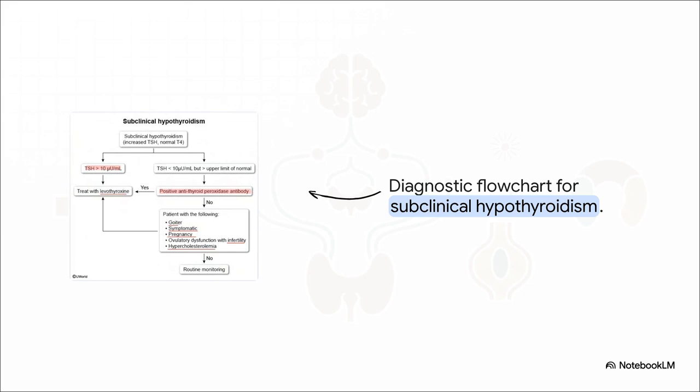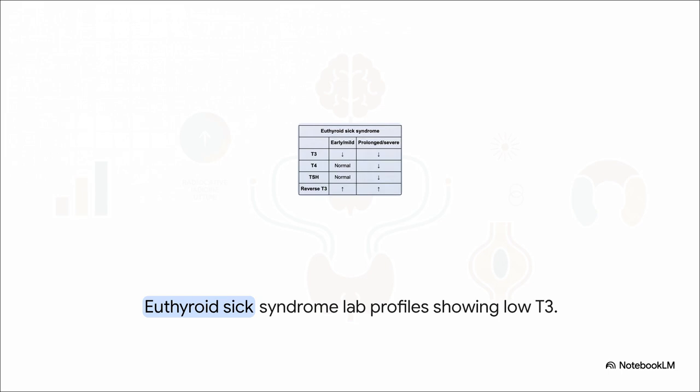You only treat this with levothyroxine if the TSH is over 10 or if anti-TPO antibodies or specific symptoms are present. If the TSH is mildly elevated, so somewhere between normal and 10, look for things like a goiter, symptomatic presentation, pregnancy, or ovulatory dysfunction with infertility. If all of those are absent and anti-TPO antibodies are negative, your next best step is simply routine monitoring. Don't rush to treat. You also need to recognize euthyroid sick syndrome.